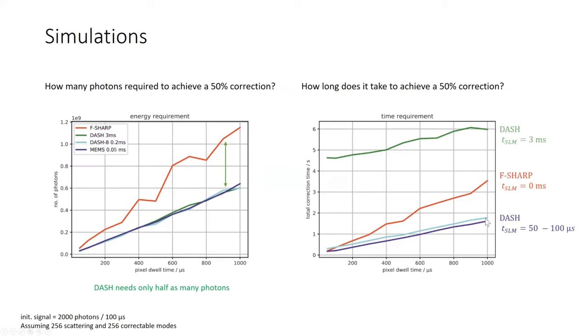What we see here, however, is that if we implement DASH with a really fast modulator, a MEMS mirror, and those devices are available since several years actually, or decades almost, they switch much faster, on the order of 50 microseconds or so. And here we see that if the pixel dwell time is around 100 microseconds or less, we are already equally fast as F# is, but remember we use a significantly lower portion of photons. And if the pixel dwell time needs to be longer, simply because we need to accumulate a sufficient number of photons, then DASH wins also in terms of total measurement time.